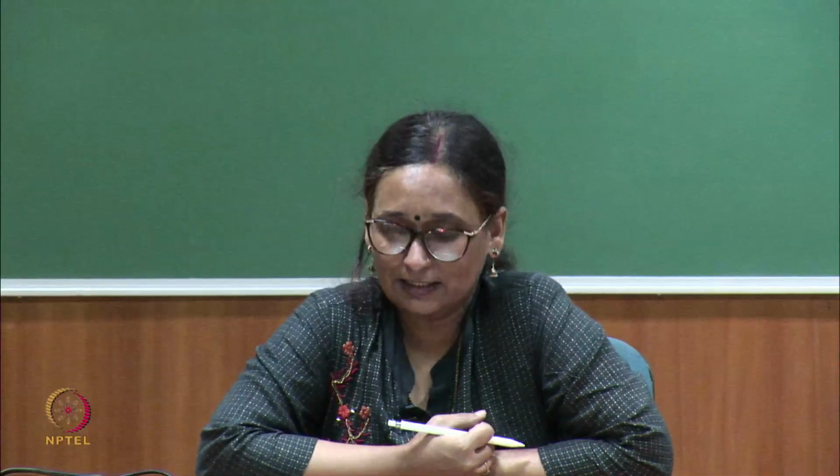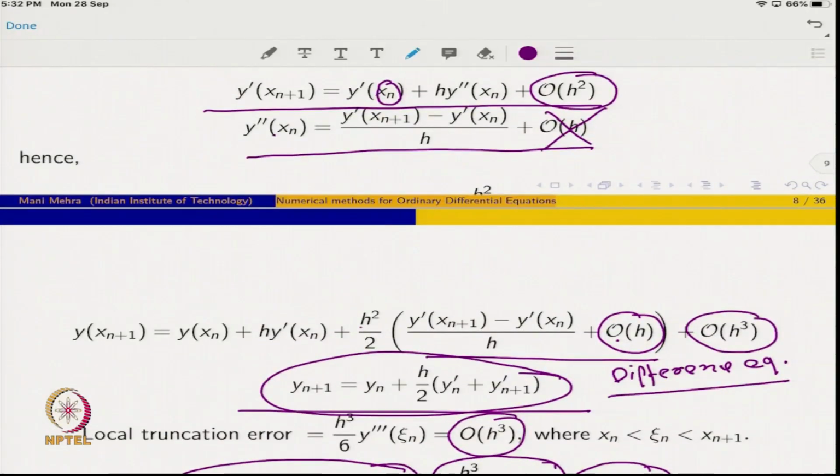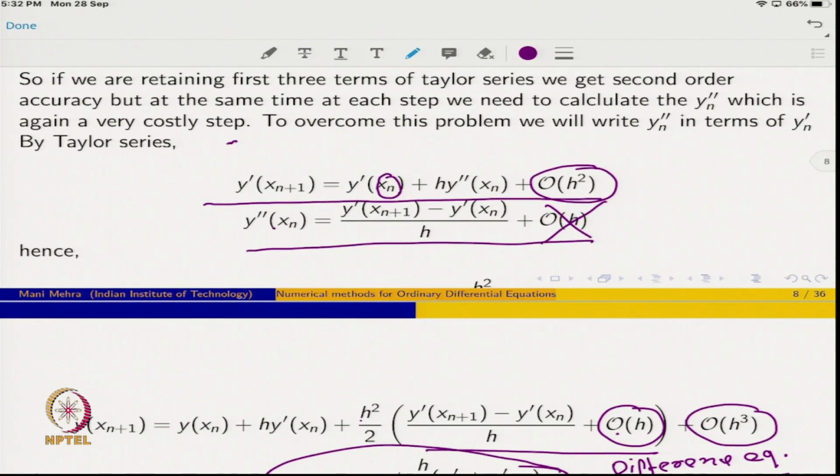The forward Euler method we have derived by retaining just the initial 2 terms of the Taylor series, but the trapezoidal method we have not derived just by retaining the initial 3 terms. Okay, we have done something extra because we want to avoid the approximation of the second derivative. That is why we have done some extra calculation, and that is why this is not a TS2 method. The trapezoidal method is not a TS2 method. We have done something extra, and that is why it has a different name, which is the trapezoidal method.